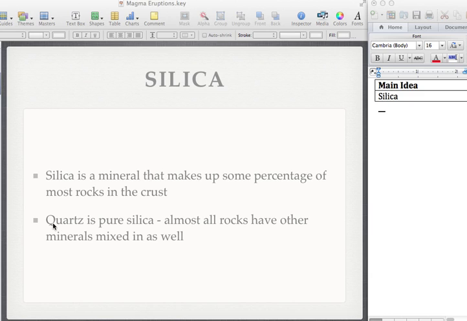So just to kind of give you a visual, quartz, right, that clear, very hard mineral, is pure silica. So silica is just another term for quartz, but when we talk about it mixed in with other stuff, we usually call it silica. So quartz is pure silica. Almost all other rocks have other minerals mixed in as well. So granite has some amount of silica in it. Basalt has some silica in it. And so different rocks will have different amounts of silica depending on the rock. All right, so that's what silica is, and now we're going to see how it affects magma and lava.